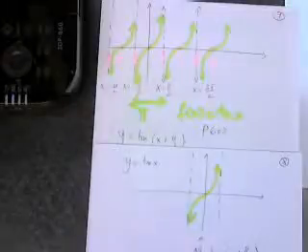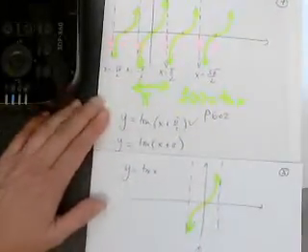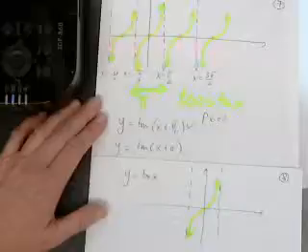Are we okay with that? Okay. Don't look at the graphs. Let's continue. So this was identified. Now, how do I graph tangent of x plus pi?